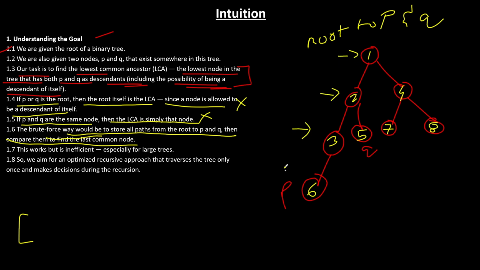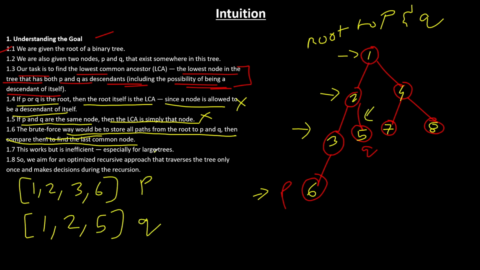Fine. So directly going to the tree, the path from root to P is 1, 2, 3, then we come to 6, right? 1, 2, 3, then we come to 6. Then for 5 it is 1, 2, and 5, right? Okay, so this is the path, correct? If you take out the path from the tree.